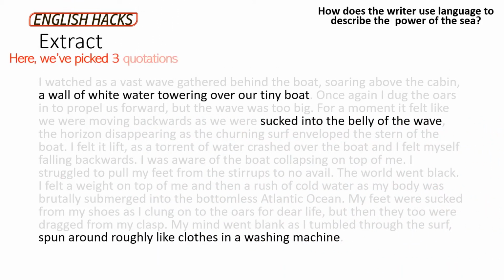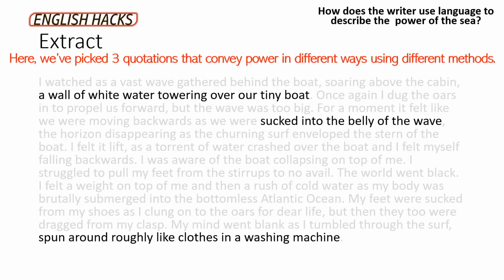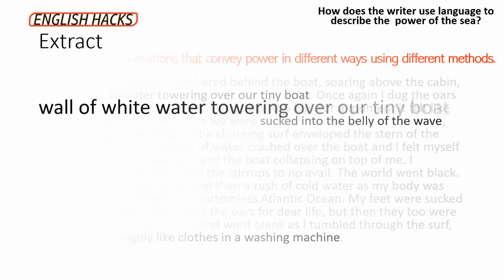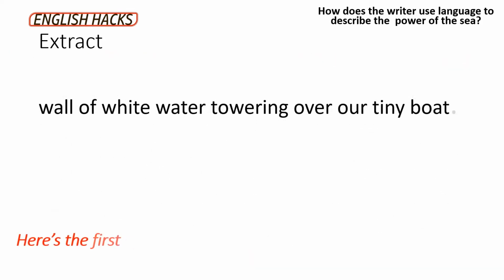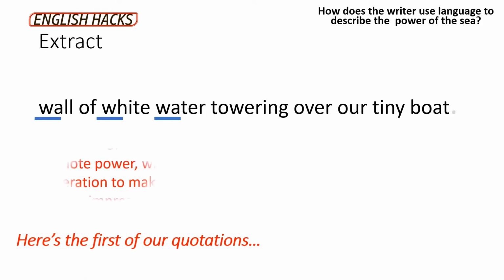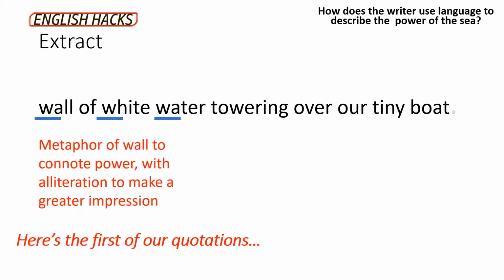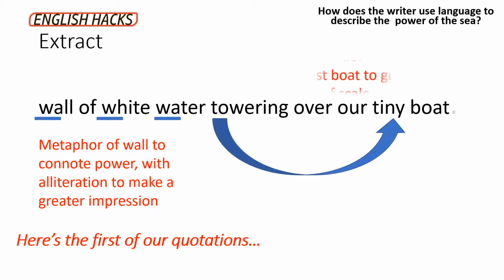To help you out, we've picked three quotations that convey the power of the sea using different methods in each case. This is the first of our quotations: wall of white water towering over our tiny boat. The writer is using the metaphor of a wall to connote power. He also uses alliteration here to make a greater impression on the reader. In addition, the writer contrasts the tiny boat with the wall of white water. This technique is called juxtapositioning.